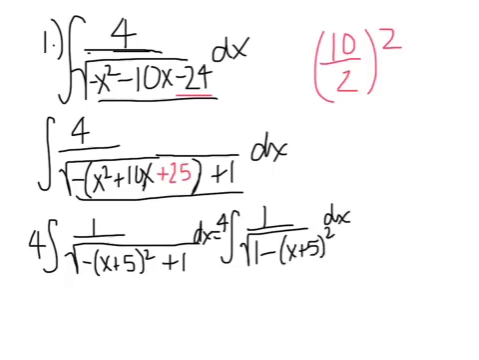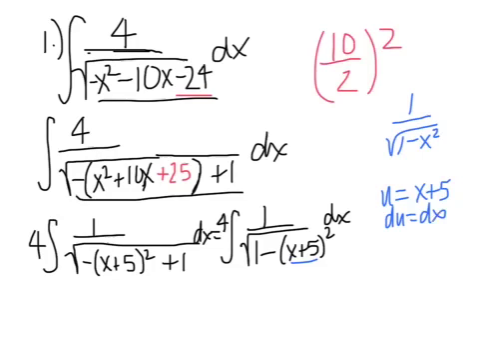So the trig function that most closely resembles would be the trig function of inverse sine, because inverse sine takes on the form of 1 minus x squared. So we have this x plus 5 here, which we can set equal to a u if you want, although you might be able to do it without setting it equal to u, depending on how comfortable you are with integration.